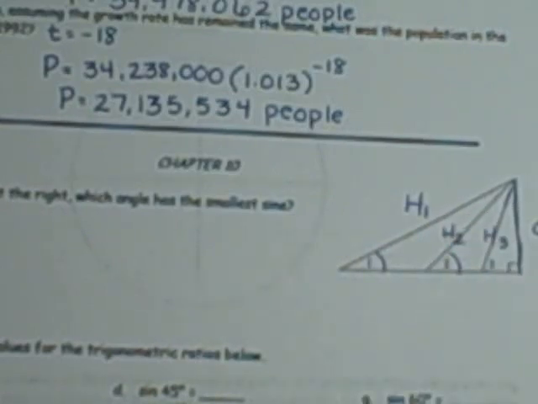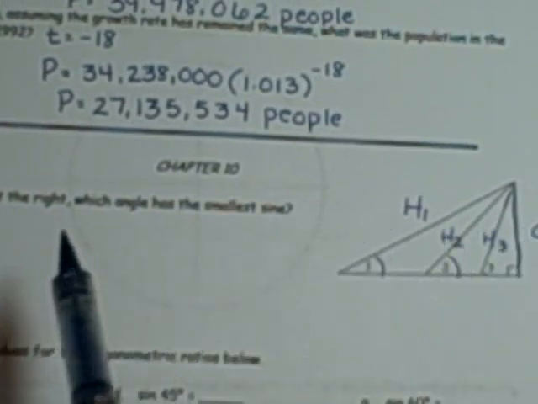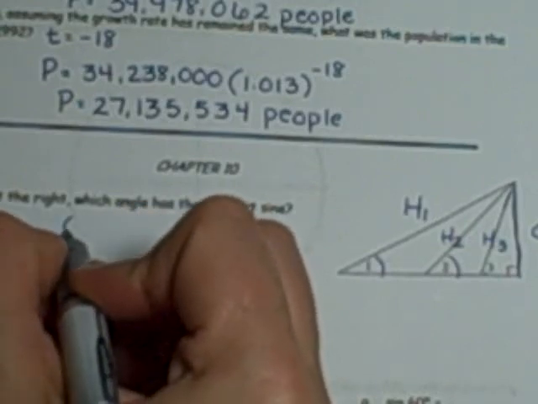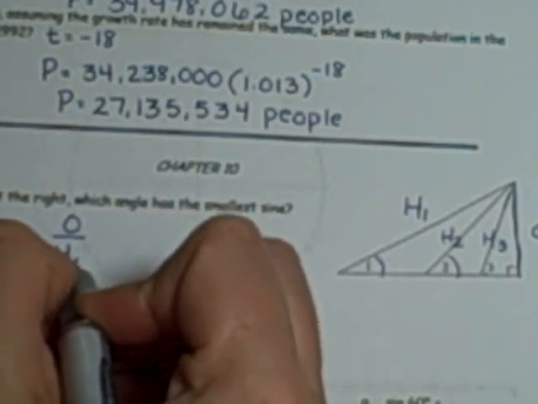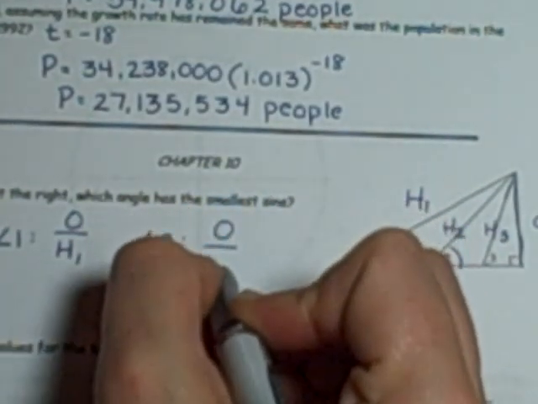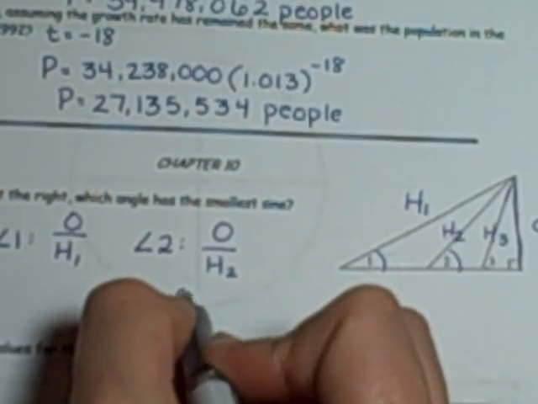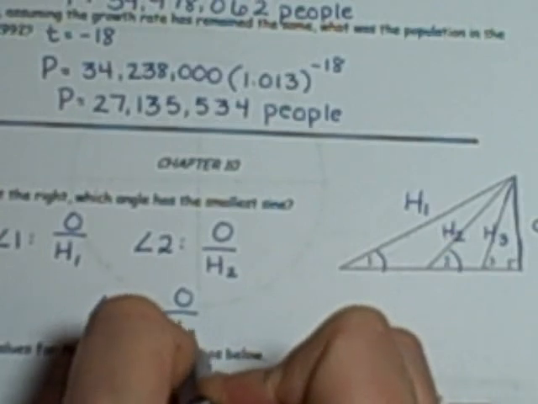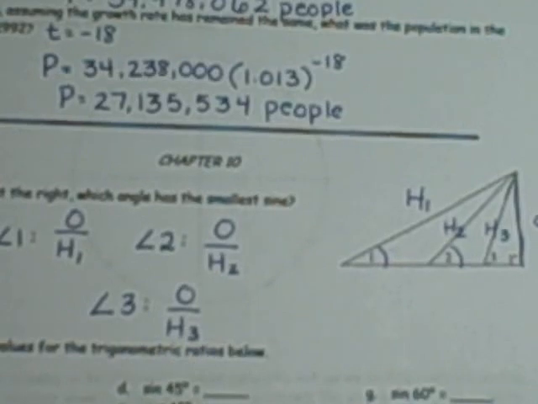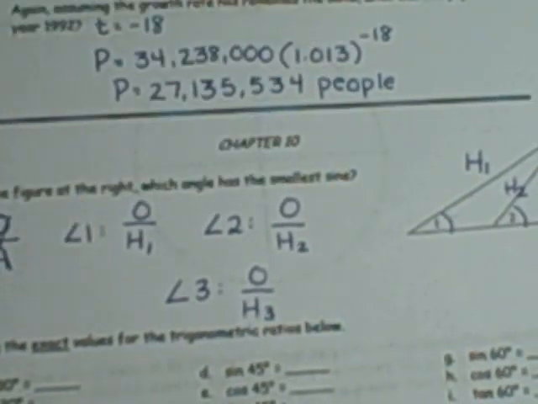Okay, so notice that for angle 1, all the tops are going to be the same. Angle 1 is O over H1. Angle 2 is O over H2. And angle 3 is O over H3. So all of the tops of the fractions are the same. It's really the bottoms of the fractions that are changing. And we want to look for the smallest sine.